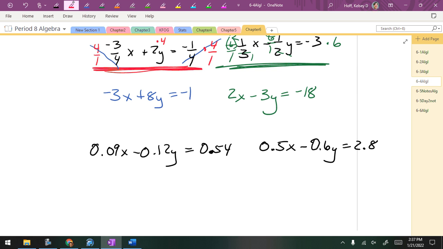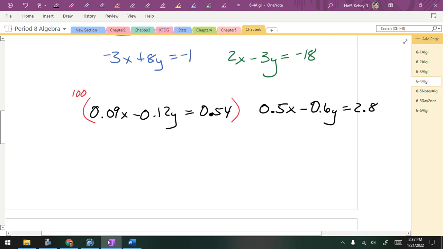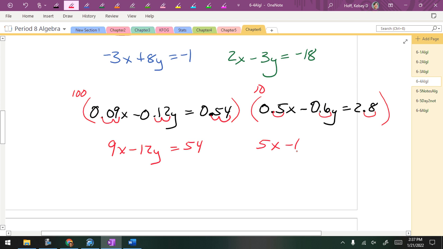Very good. So on the left one, I would probably multiply this by 100, and I'd end up with just sliding your decimal over 2. So you'd end up with 9x minus 12y equals 54. Then on the right, if you multiplied by 100, is that going to be a problem? No, you just have to move your decimal twice. If you multiply by 10, you'd end up with 5x minus 6y equals 28. I think decimals are less frightening than fractions because it is a basic multiplication of 10 or 100. Okay?